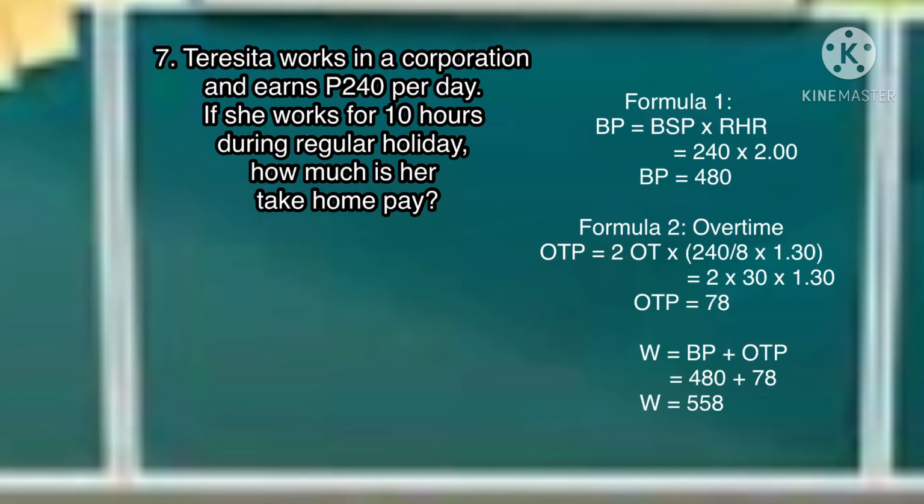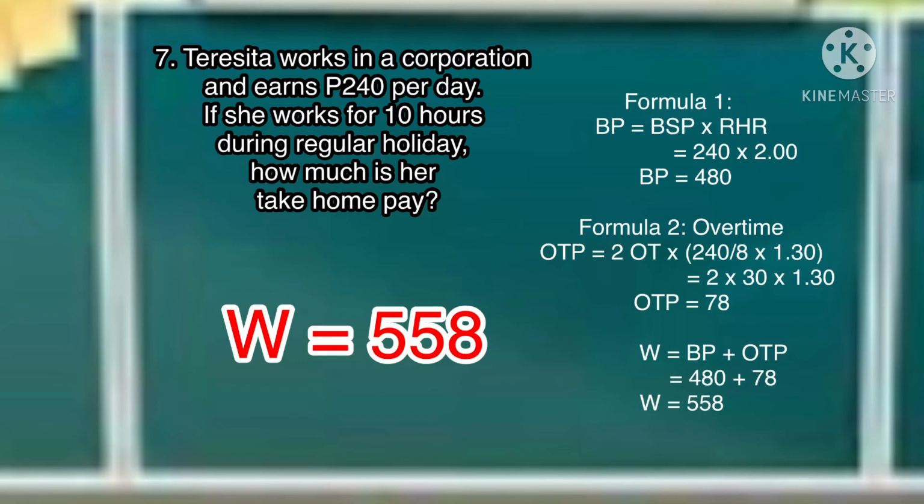In getting the overtime, we need to divide the 240 by 8 hours to determine the hourly rate, which is 30 pesos per hour. And now, we multiply the overtime, which is 2 hours, times 30 pesos per hour, times the regular holiday rate, which is 130% convertible to 1.30, which equals 78, the total amount of overtime. And now we add the basic pay plus the overtime. So 480 plus 78 equals 558.